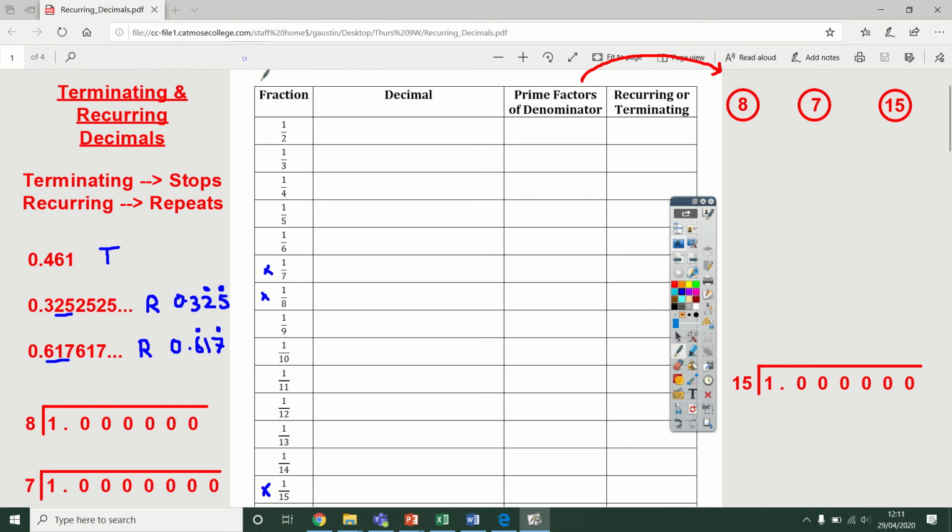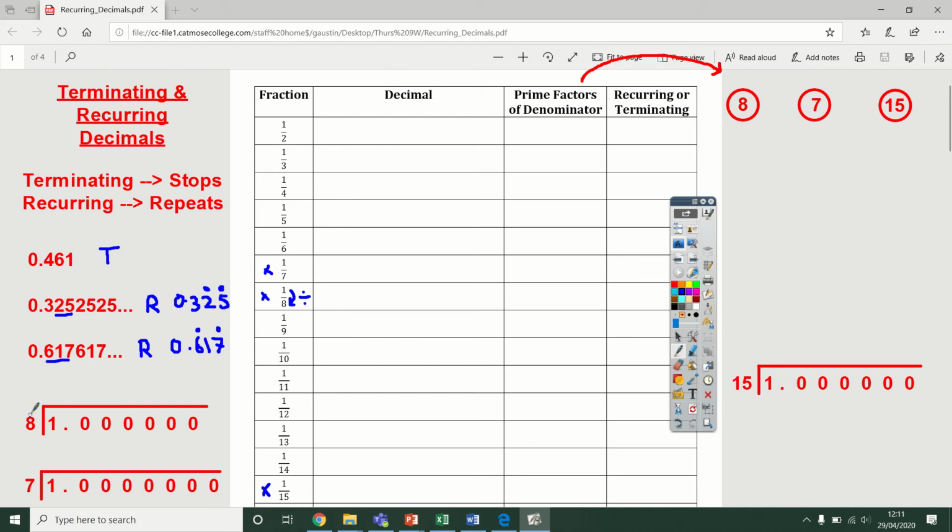So to do a fraction into a decimal, we've looked at this before. What you have to do is you have to divide the top number by the bottom number. Okay, you've got to divide the numerator by the denominator. If I want to do that, and I want to use a bus stop method to do that, I need to set it out like this.